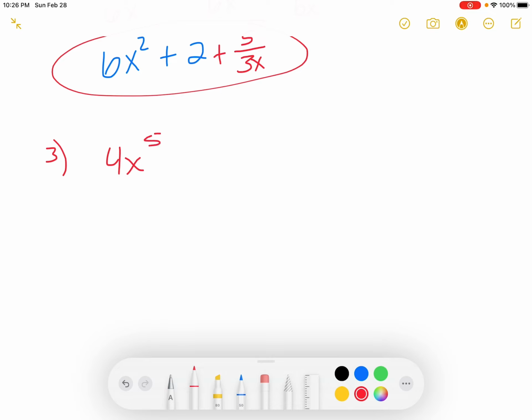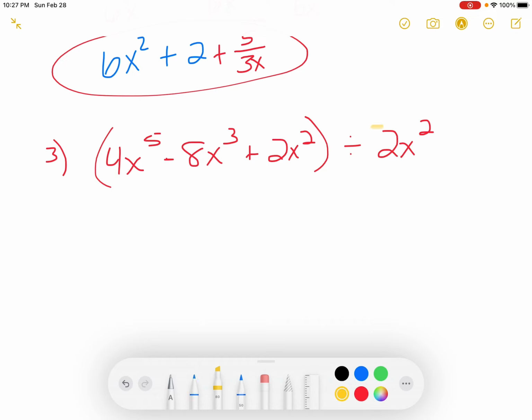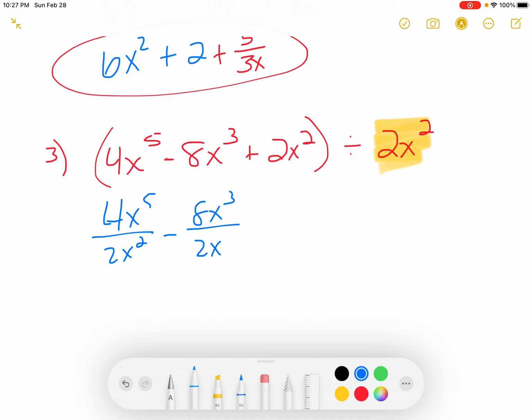4x to the 5th minus 8x to the 3rd plus 2x squared. That whole thing divided by 2x squared. Okay, so again, I'm going to take this monomial that's over here and put it on the bottom of each of my fractions. So I have 4x to the 5th over 2x squared minus 8x to the 3rd over 2x squared plus 2x squared over 2x squared.